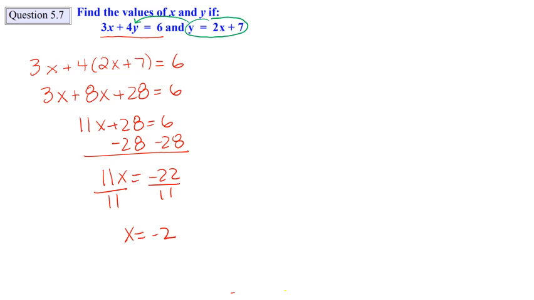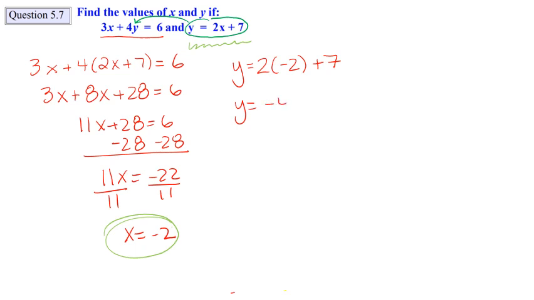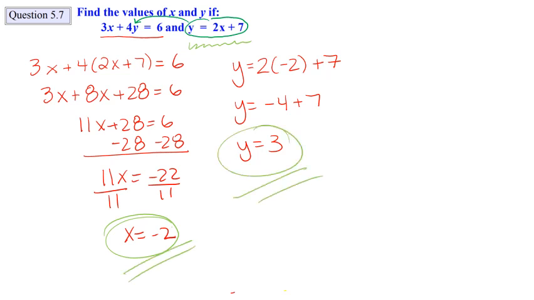So the direction says to find the values of x and y, so we've only found x. What I'm going to do is take this and go back to this equation up here and plug it in for x. So y is going to be equal to 2 times the negative 2 that we found. And then y is going to be negative 4 plus 7. And then y is equal to 3. So we have now solved the equation.